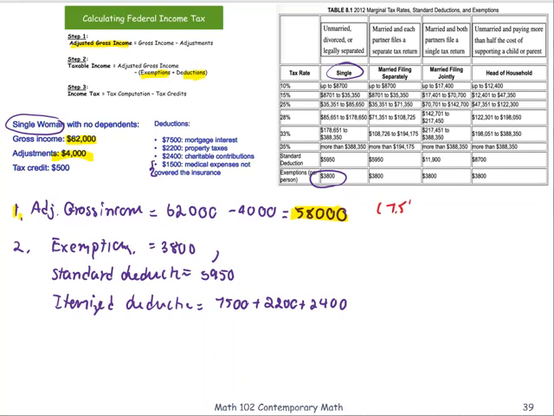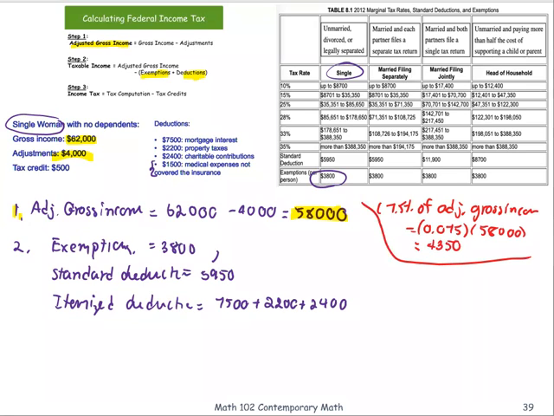So 7.5% of adjusted gross income, which is 0.075 multiplied by 58,000, and the number comes up to be 4,350. So we're going to compare this number, the 1,500 and 4,350.